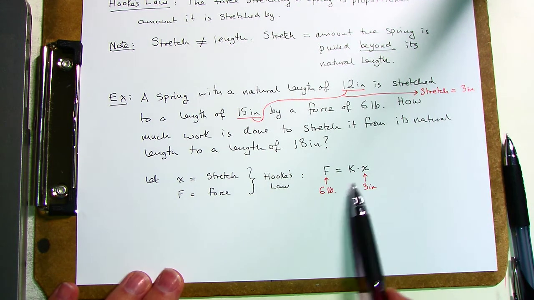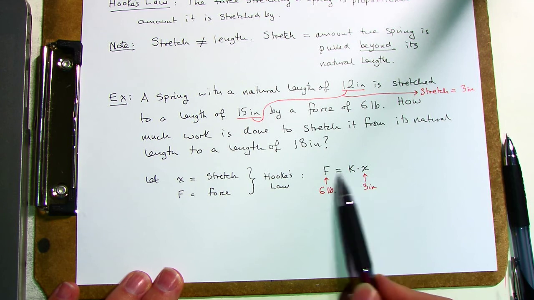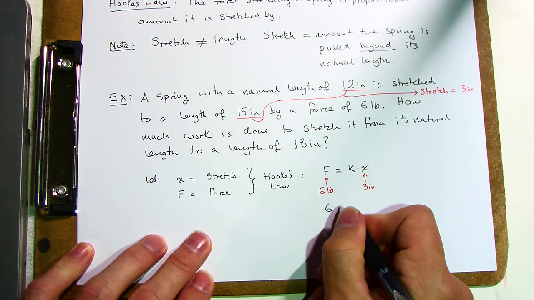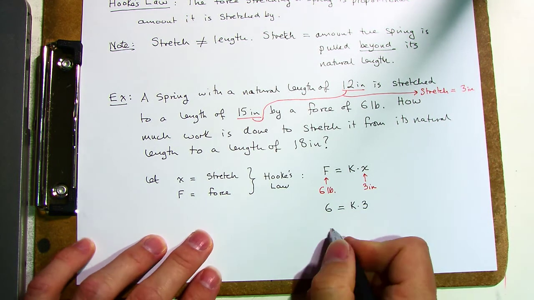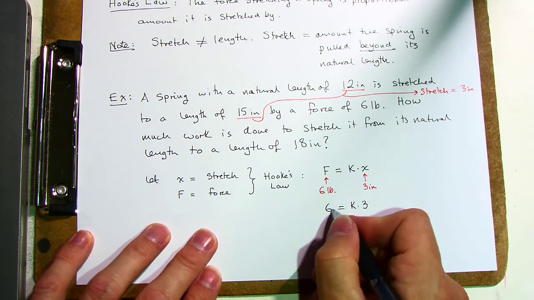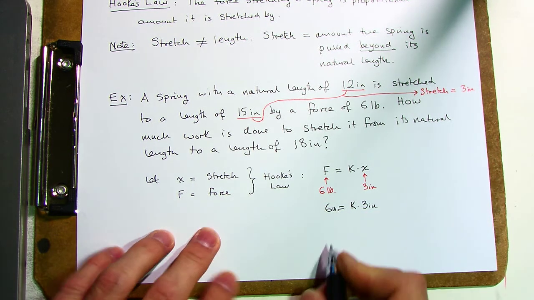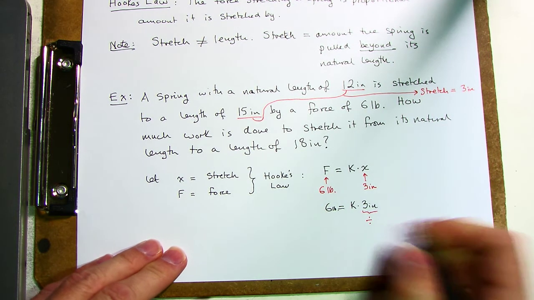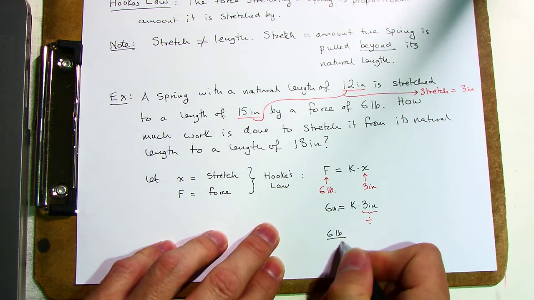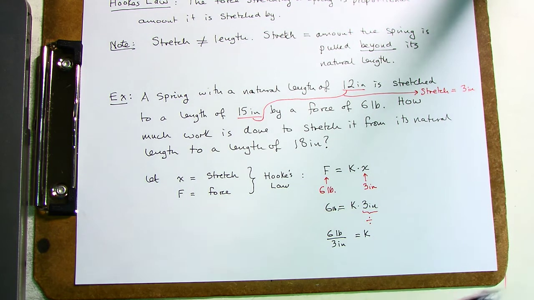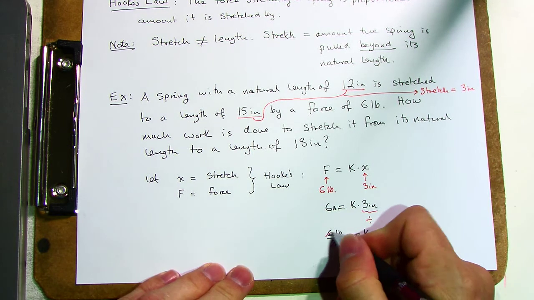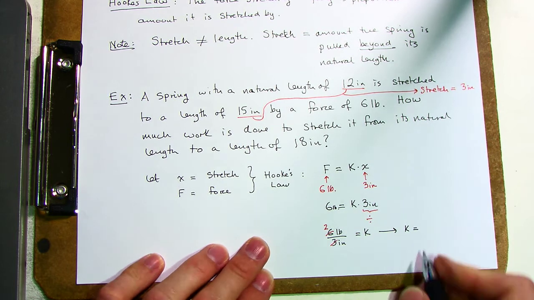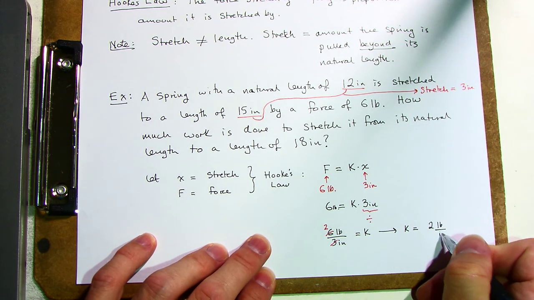Okay, now plug those in. Remember, this is a constant. Any pair of these that goes in there, that constant remains constant. So I'm going to plug these in, and I'm going to figure out what k is. So I know that 6 is equal to k times 3. Actually, let me keep my units here. This was pounds, this was inches. If I divide both sides by 3 inches, I get 6 pounds divided by 3 inches. That's k. And obviously that reduces down to a 2, and it tells me what k is. This is called the spring constant, and this particular spring has a spring constant of 2 pounds per inch.